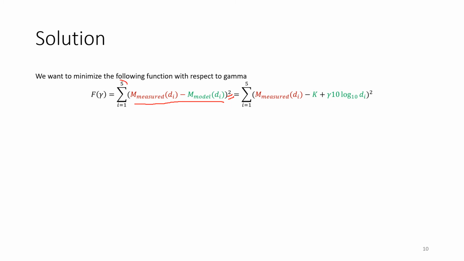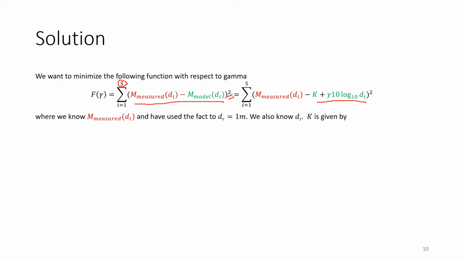Why do we have 5 here? Because we had 5 measurements, so we considered all of them. So the received signal using the model is K minus gamma 10 log. This is coming from the path loss exponent model. And because of the minus sign, now we got the following expression. So what we are going to do is substitute all possible values, the measured values from the table, and we have K known, and the only unknown is gamma here. K is given, as we mentioned before, and just by direct substitution, I got -31.53 dB.